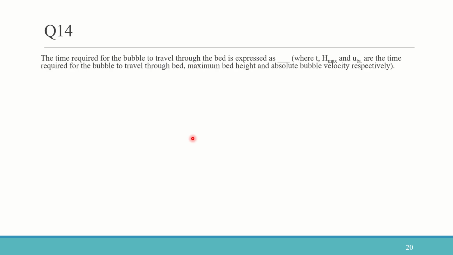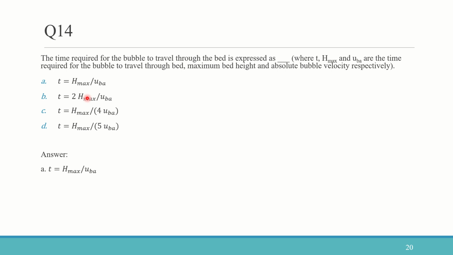In question 14, it is asked that the time required for the bubble to travel through the bed is expressed as dash, where T is the time required for the bubble to travel through the bed, H max is the maximum bed height, and UBA is the absolute bubble velocity. So what is asked in this particular question? Option A, T is equal to H max by UBA. Option B, T is equal to 2 times H max by UBA. Option C, T is equal to H max by 4 times UBA, and option D, T is equal to H max by 5 times UBA.